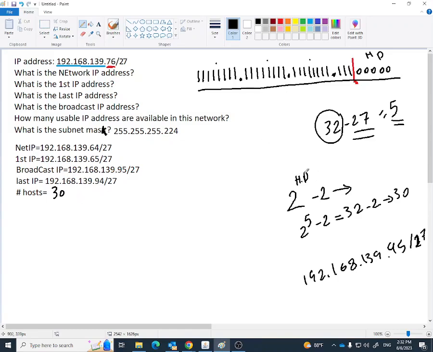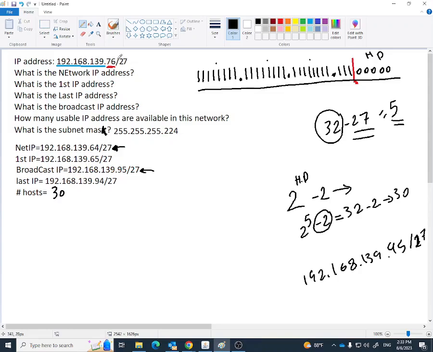Now, you may ask a question, why do I have to subtract 2 from the number? The 2 that you're subtracting are 2 special IP addresses that are reserved and you're not allowed to use. The first one is the network IP address, and the second one is the broadcast IP address. If you're going to try to build a network, and if you try by mistake to assign a machine to this IP address or this IP address, you will get an error, and that will not be acceptable.